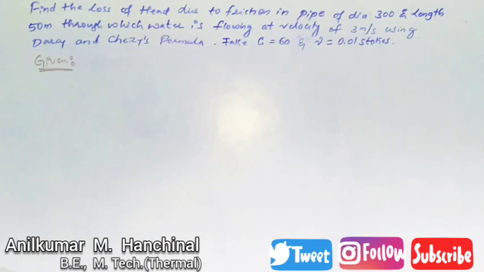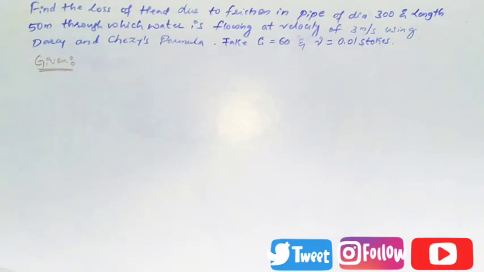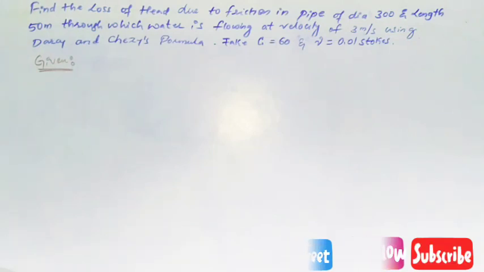So in the previous video we have derived the Darcy-Weisbach equation and Chezy equation, which are used to determine the loss of head in the pipes. So that is major losses, and these major losses are due to the friction in the pipes. So today in this video we are going to solve some of the numericals on major losses in the pipe.